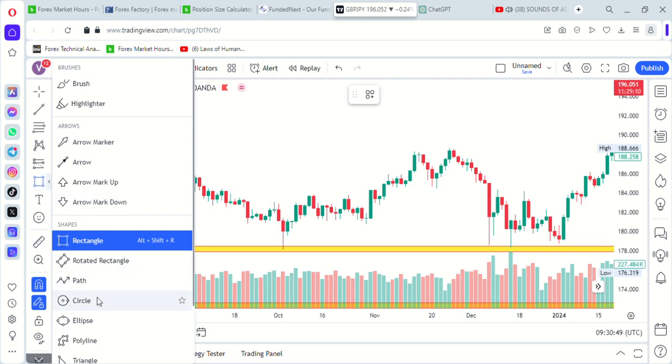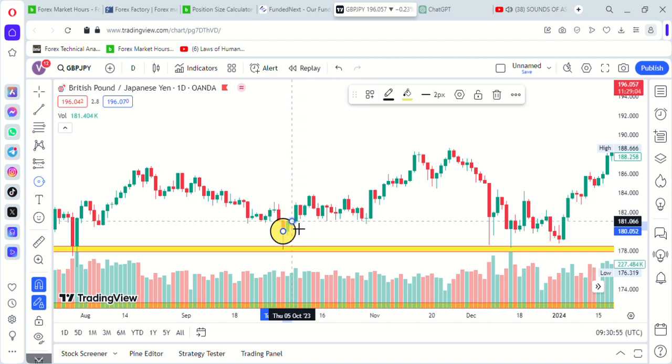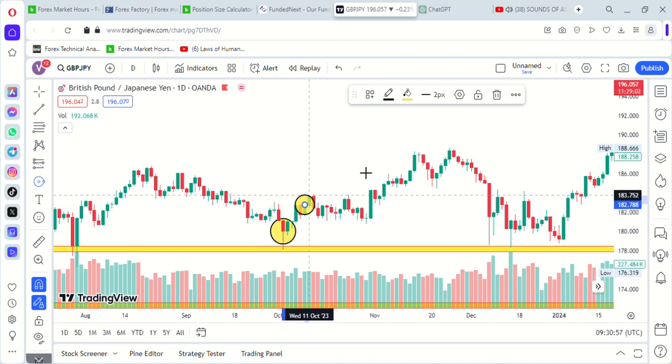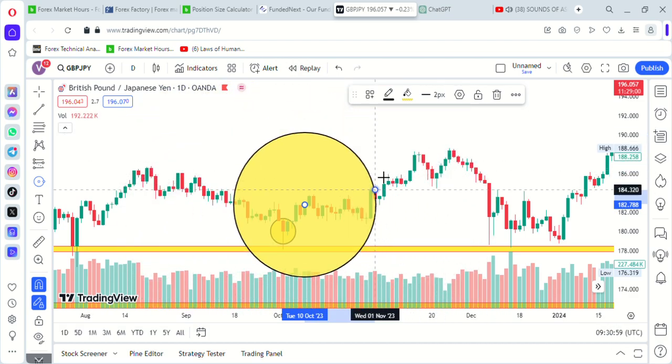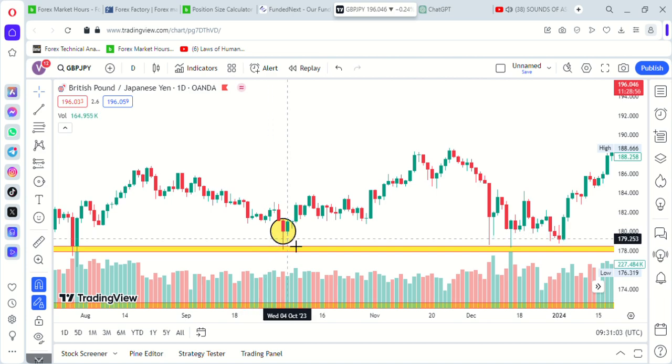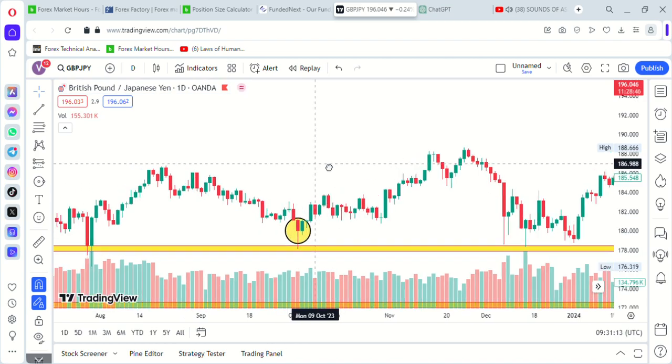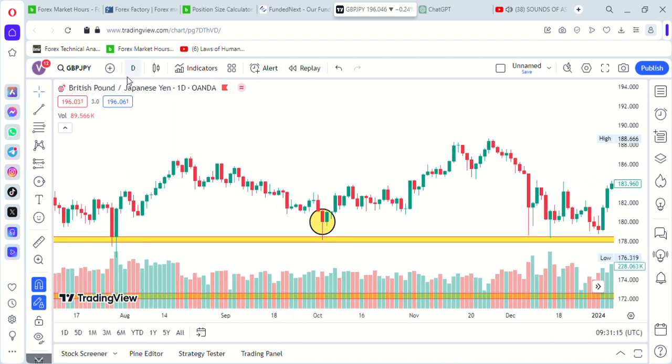When you see this hammer here, I hope you know what I mean by hammer. When you see this hammer, just this one, formed in a daily time frame, what are you supposed to do? Now, let's check something, let's identify this hammer.